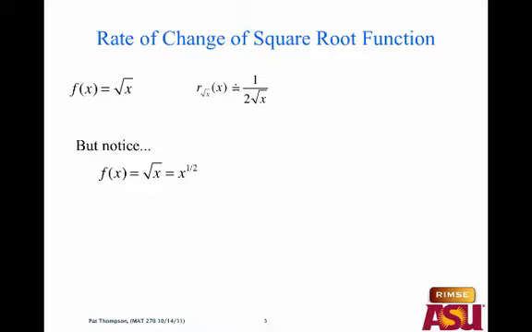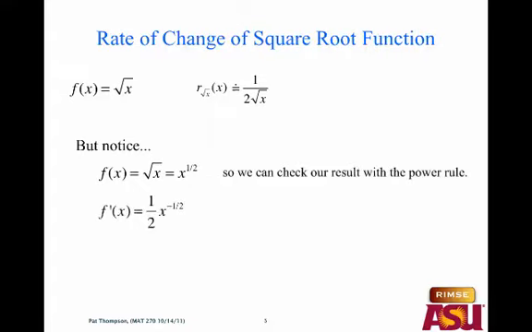So we could use the power rule to do this. We derived it with the radical, but we could just use the power rule. And f prime of x, or the rate of change of f with respect to x, would be? Half x to the minus 1/2. Are those the same? They better be. Yes, because x to the minus 1/2 is 1 over x to the 1/2, which is square root of x.